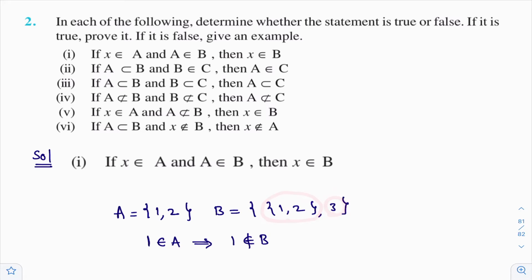1 is not there in set B. So clearly we can say that this statement is false. I hope you understand. If you have good knowledge of subsets and what elements are present in the set, you can practice exercise number 1.3, the third problem.